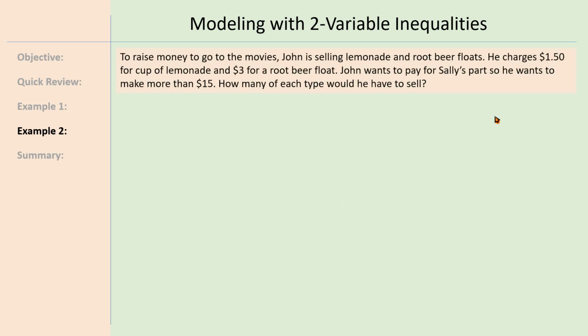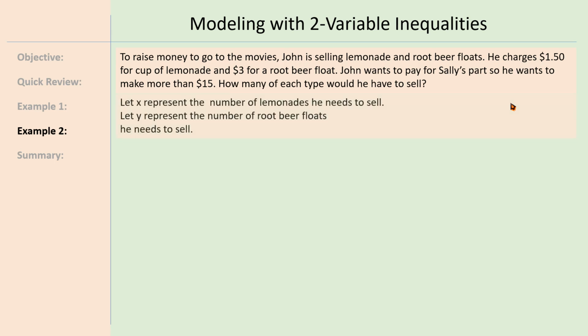Here, to raise money to go to the movies, John is selling lemonade and root beer floats. He charges $1.50 for a cup of lemonade and $3 for a root beer float. John wants to pay for Sally's part, so he wants to make more than 15. Okay, so how many of each type would he have to sell? They're asking for how many cups of lemonade and how many root beer floats he has to sell. So those are variables, right?